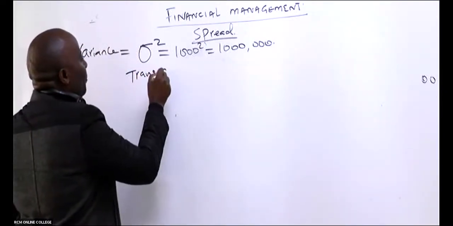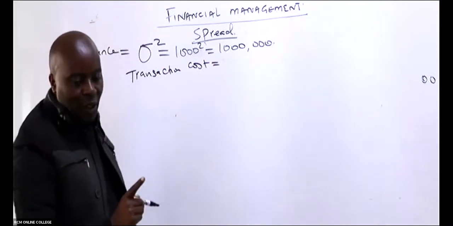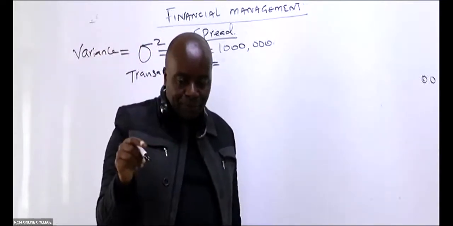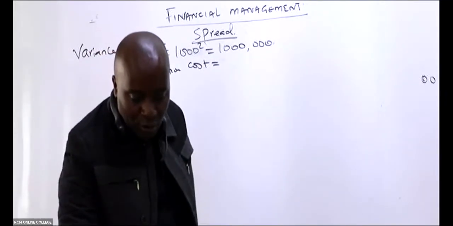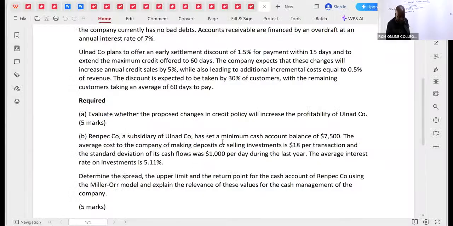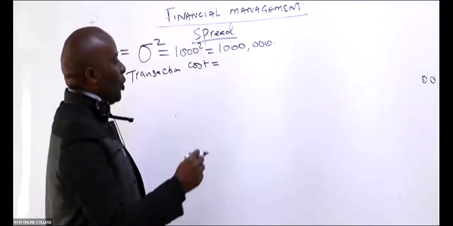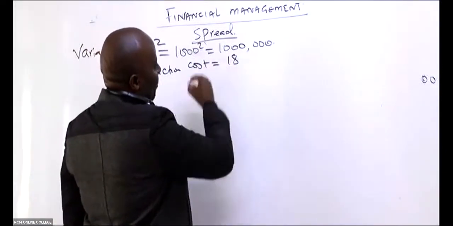So have they given me the transaction cost? Remember, this one will not be per day, but per transaction. That is the only one that goes against the daily thing. So for us to be able to buy and sell these shares, you can see making deposits or selling investments is 18 per transaction. Very, very important.